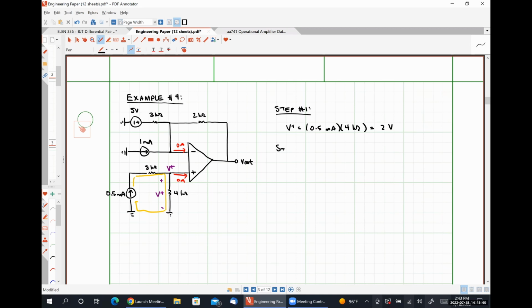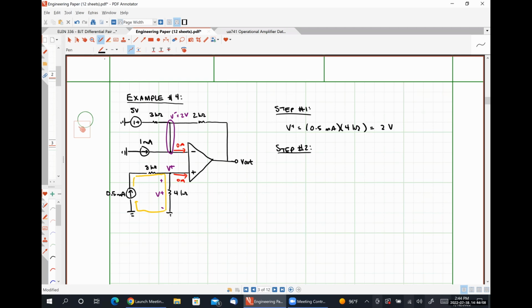Now let's move along to step number 2. So step number 2, we apply op amp rule number 2, which means we find this voltage V minus. It has to be exactly equal to V plus, so it is 2 volts. And notice that that is the voltage for this whole node. Now we apply Kirchhoff's current law.